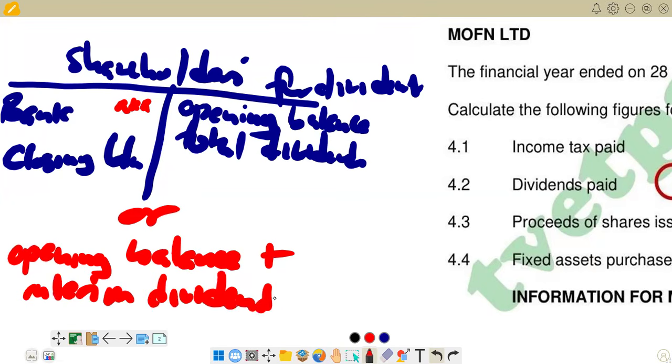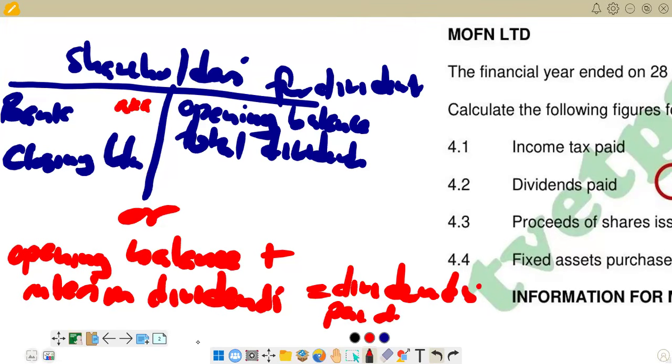Then you get the dividends paid, and this is the figure that we'll be looking for, replacing the cash flow statement. So depending on the question, but this is the simplest one. The second option is the simpler one.